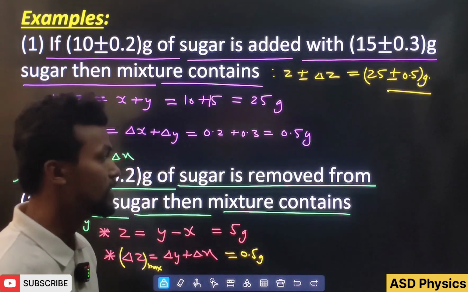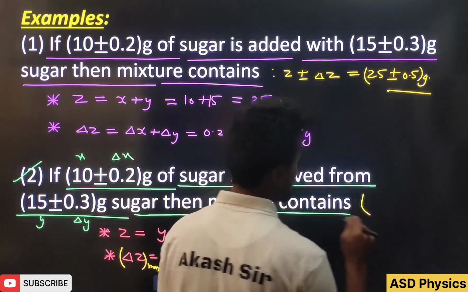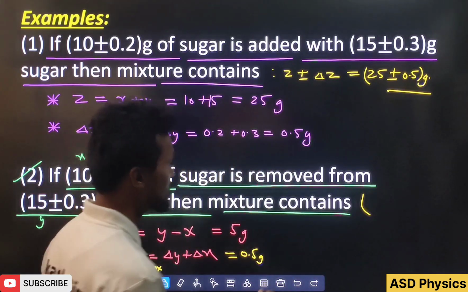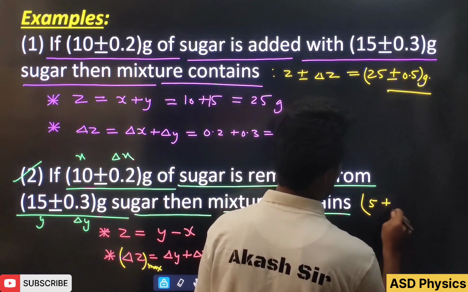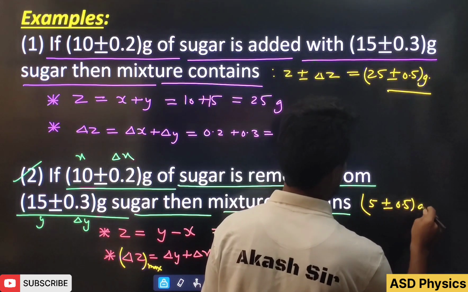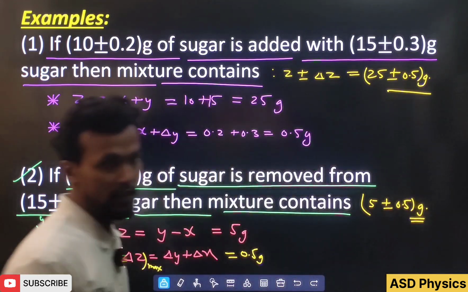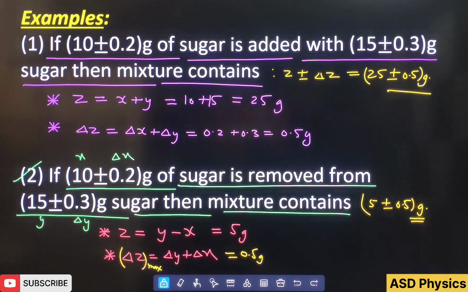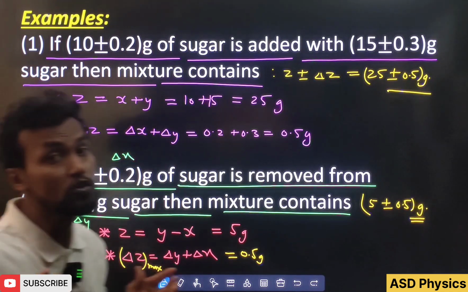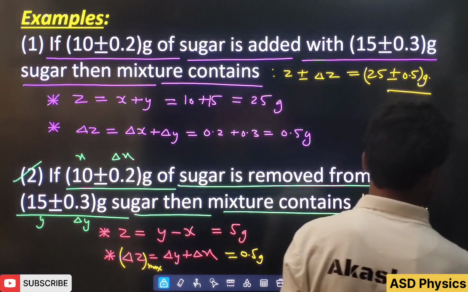0.5 gram. Okay, so how will we report here? We'll report z plus minus delta z. That means how much here? Can you say here? 5 plus minus 0.5 gram sugar will be left. Is it? So can you see very well? Addition means no problem, but subtraction also means the error should be added. Report the error always in a maximum way.